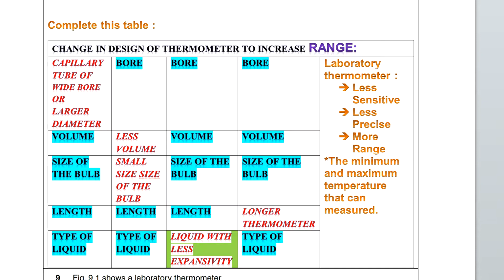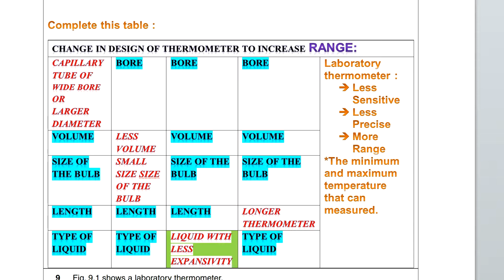So if we start with the first column, we have kept volume of the liquid constant, we have kept size of the bulb the same, we have kept length of the thermometer the same, and type of liquid as well the same. But if we use capillary tube of wide bore or larger diameter, then liquid will expand gradually and it will have greater range. Its nature will change. This change will help us to increase the range of the thermometer.